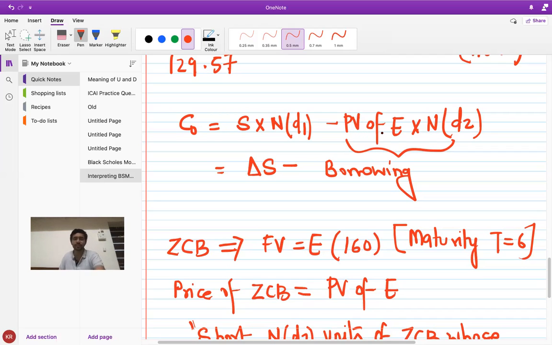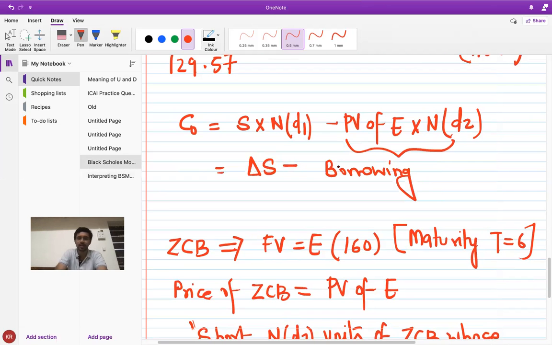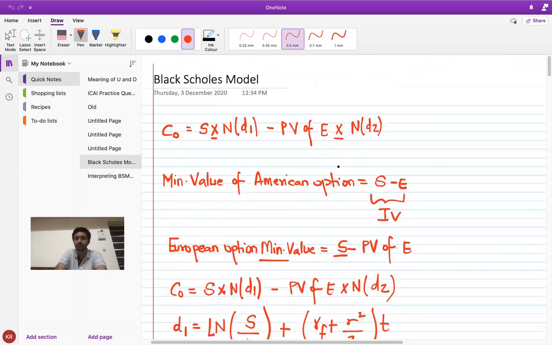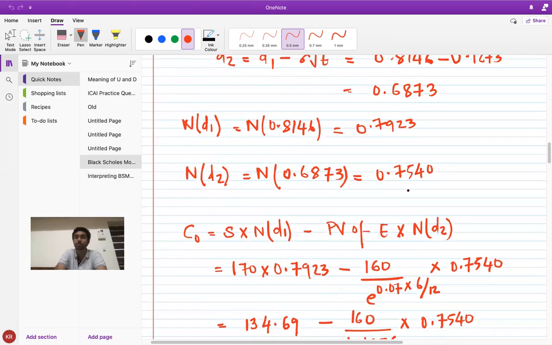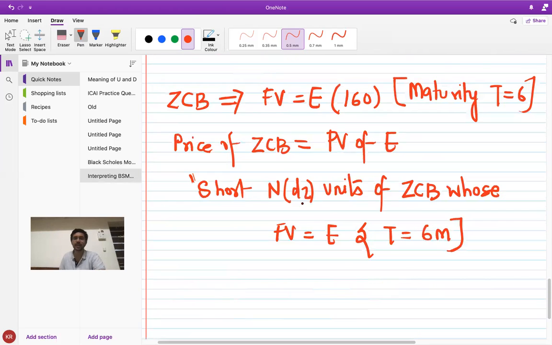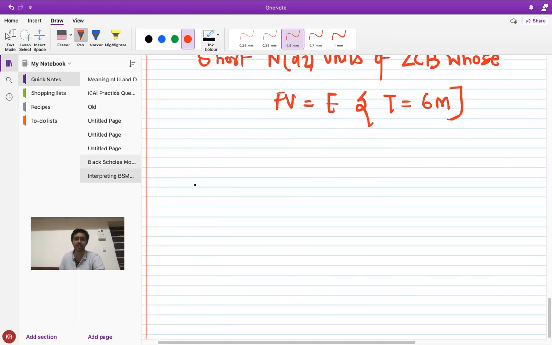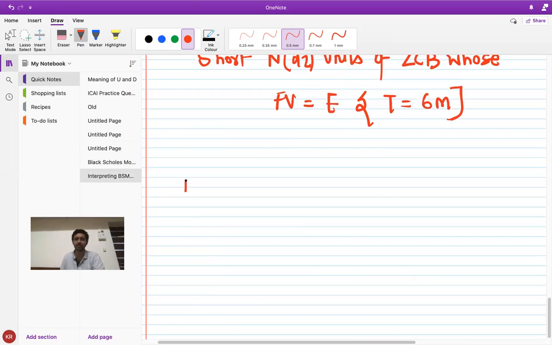If you remember, when we solved for the Black-Scholes equation of a call option, N(d2) that we got was 0.7540. N(d2) was actually 0.7540. So, when we solved the Black-Scholes answer with the same set of numbers of 170 and so on, we got N(d1) of 0.7923.